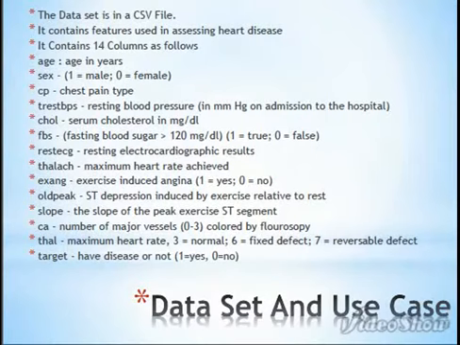But the most important one is the target here. The target tells us whether the person has the disease or not, which is 1 if he has the disease or 0 if he doesn't.